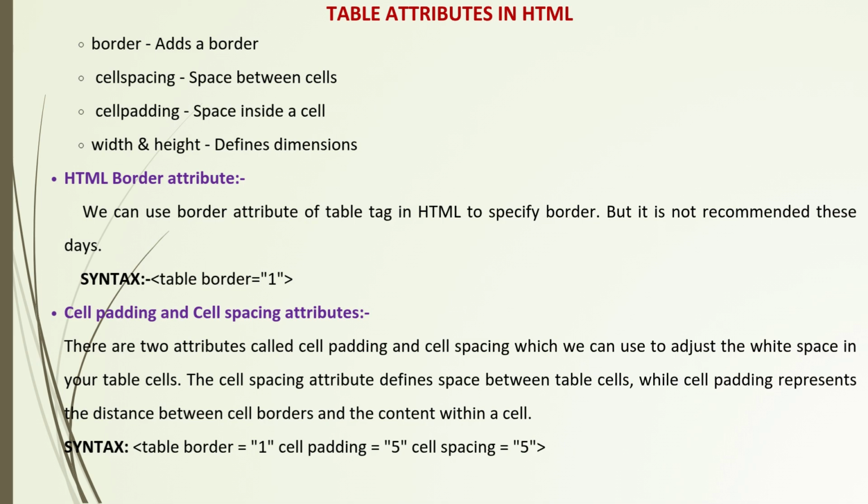HTML border attribute. We can use the border attribute of the table tag in HTML to specify a border, but it is not recommended these days. Syntax: table border equals 1. Cell padding and cell spacing attributes. There are two attributes called cell padding and cell spacing, which we can use to adjust the white space in your table cells. The cell spacing attribute defines space between table cells, while cell padding represents the distance between cell borders and the content within a cell. Table border equals 1, cell padding equals 5, cell spacing equals 5.